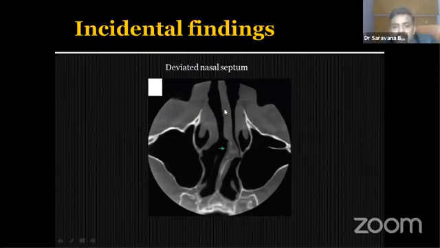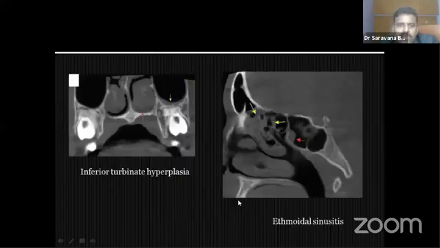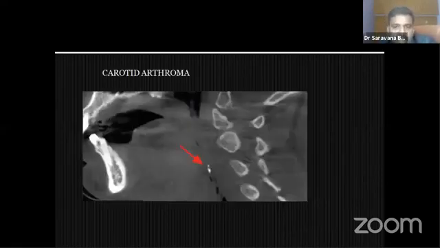And sometimes many incidental findings will be identified from the CBCT data. Look at the deviated nasal septum here. Okay, deviated nasal septum is here. Okay, look at the inferior turbinate hyperplasia and mucosal thickening of the left maxillary sinus. Look at the ethmoidal sinusitis here. I just run the slides. There are a lot. What I want to tell you is there is n number of diagnostic possibilities from the CBCT data. If you can analyze the CBCT data properly, you can diagnose many number of diseases.